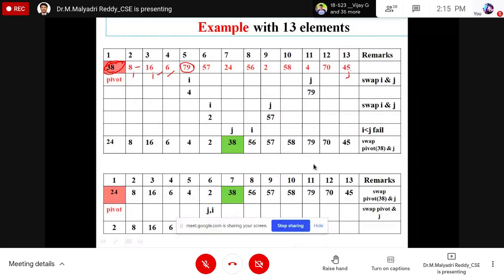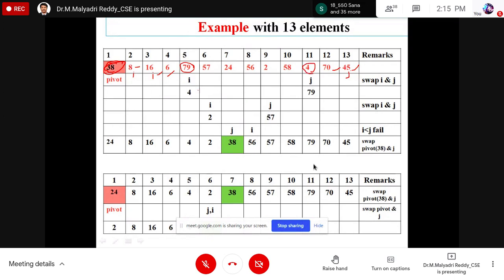Our intention is that on the right side we need to keep elements greater than the pivot element. So compare with 45. 38 is less than 45, that means 45 is greater, right? 70 is greater than 38, right? When it comes to 4, 4 is less than 38. So stop the iteration.